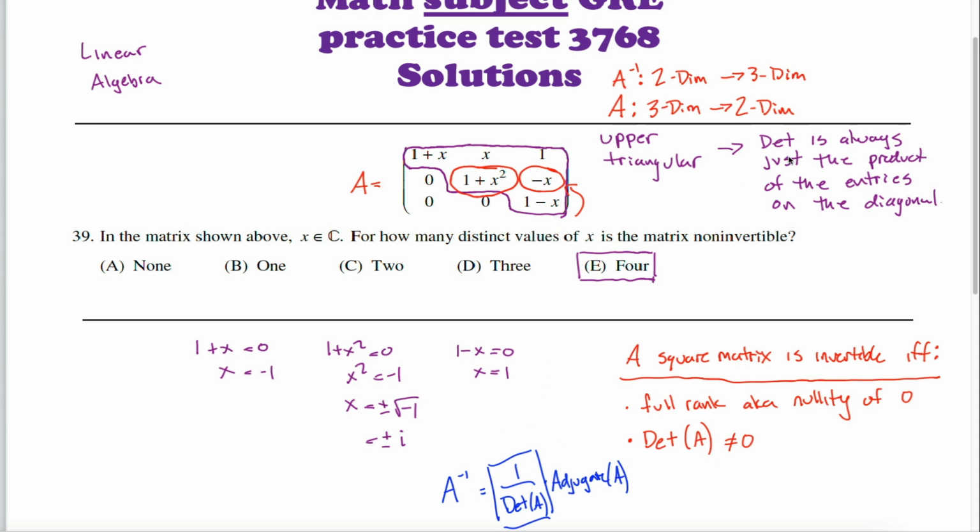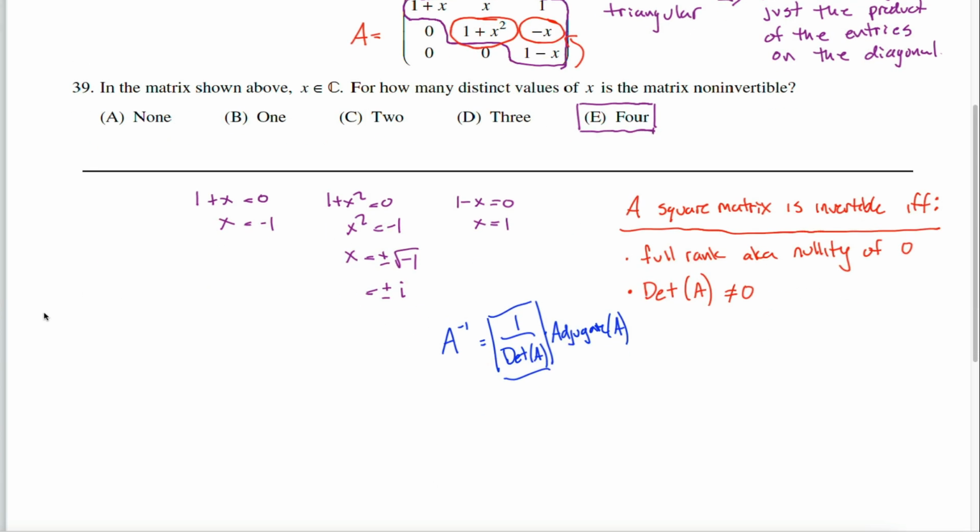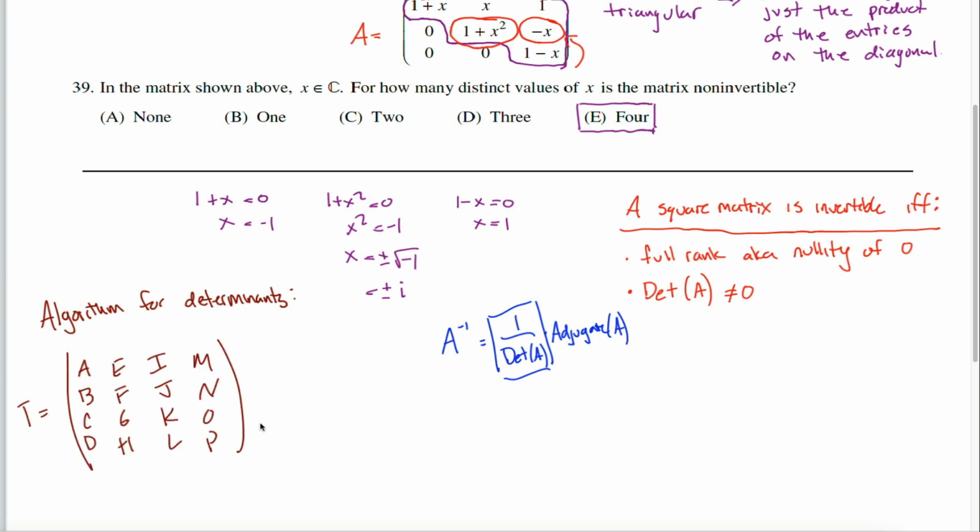Okay, cool, but why is the determinant of an upper triangular matrix always just equal to the product of the entries on the diagonal? I'm glad you asked, or maybe you didn't. So there's this cool little algorithm for determining determinants. It's weird to say. I'll illustrate it for a 4x4 matrix, but it works for any n by n matrix. So I got this matrix, maybe I'll call it T.